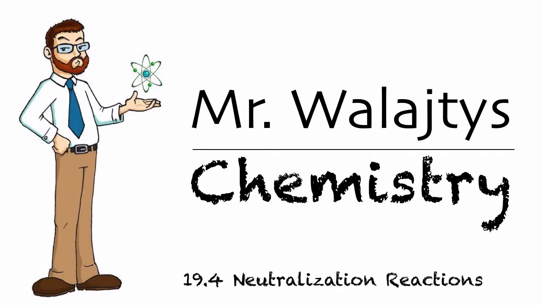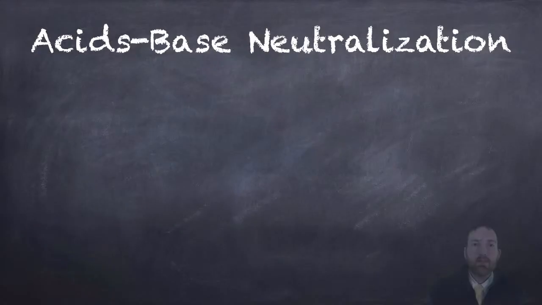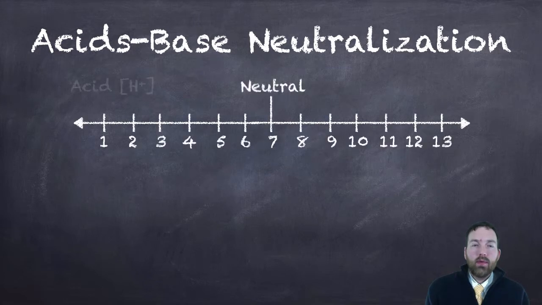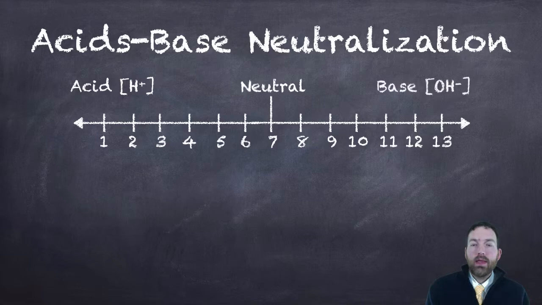In this section, we're going to look at neutralization reactions. So if I have a pH scale here, and remember on the low end we have acids with high hydrogen ion concentrations, and on the high end we have bases with high hydroxide ion concentrations. And I start out with an acid, something that has a lot of hydrogen ions.